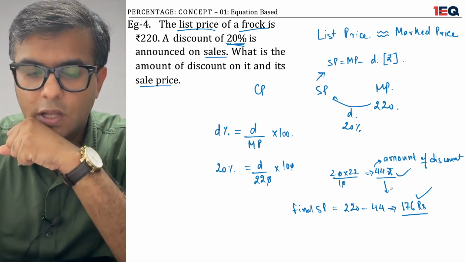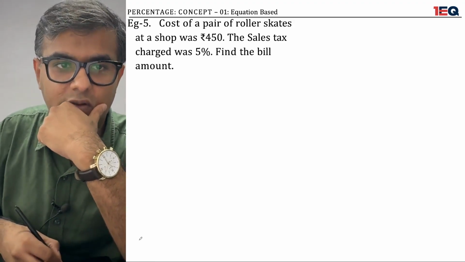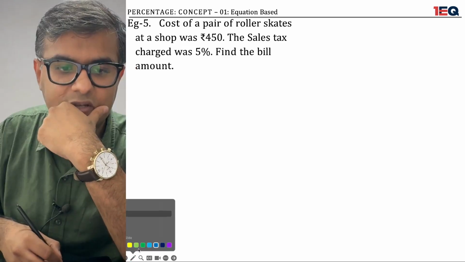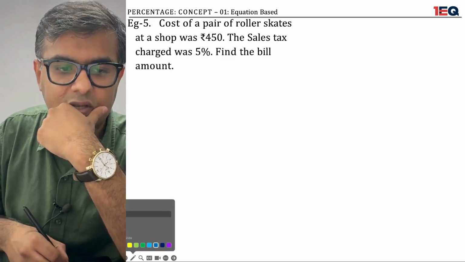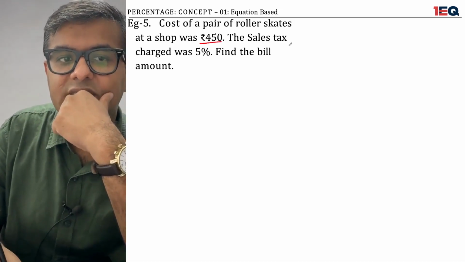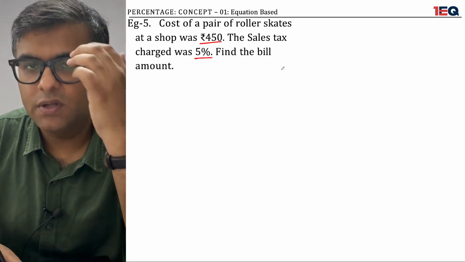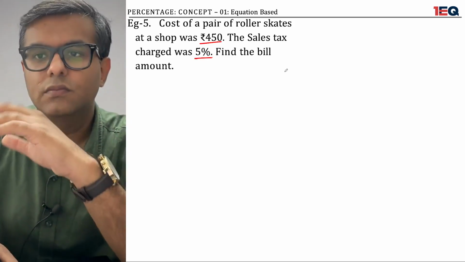Okay, now moving on. The cost price of a pair of roller skates was 450 rupees. The sales tax was charged at 5%. Find the bill amount.